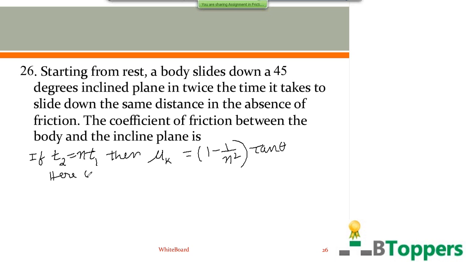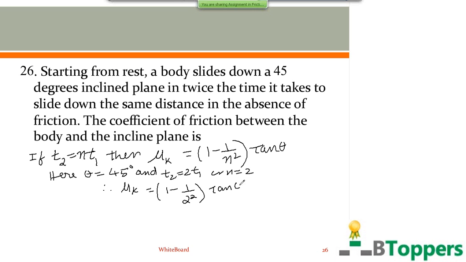So in the given problem, theta equal to 45 degrees and T2 equal to 2 times T1, or n equal to 2. Therefore, mu k will be equal to (1 minus 1 by 2 square) into tan 45 degrees. As you must be knowing, tan 45 degrees is equal to 1. So you get mu k equal to 3 by 4 or 0.75.